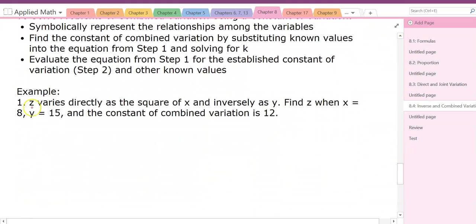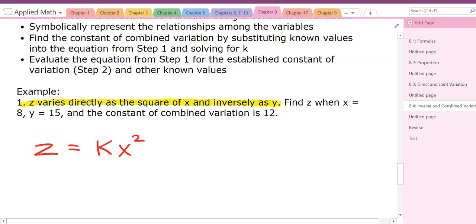All right, so this first one is saying that z varies directly as the square of x and inversely as y. So let's break that sentence down for a second here. So z is doing all of this stuff. I'm going to have a constant in here, so I'm going to have a k. Now it varies directly as the square of x, so that's what we did last section. Remember, direct was like y equals k times x. So z is going to be equal to k times the square of x. That would be x squared. So k times x squared.